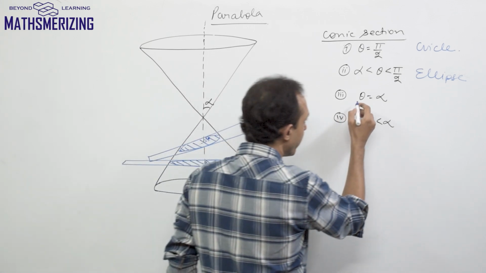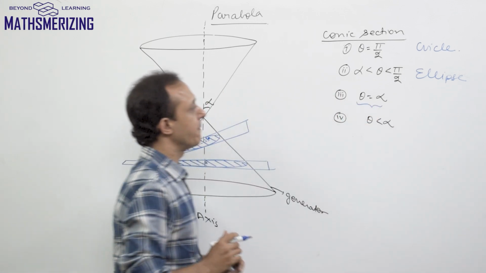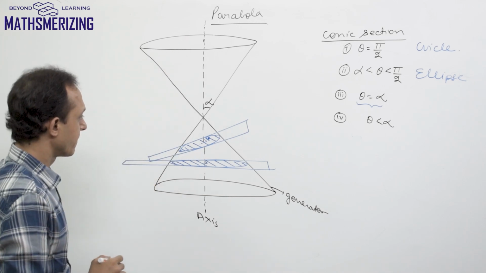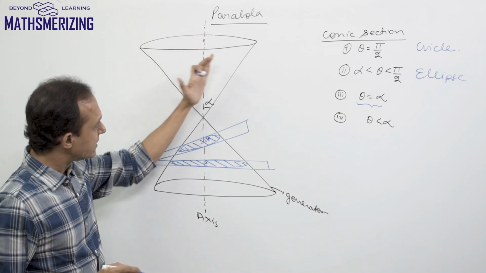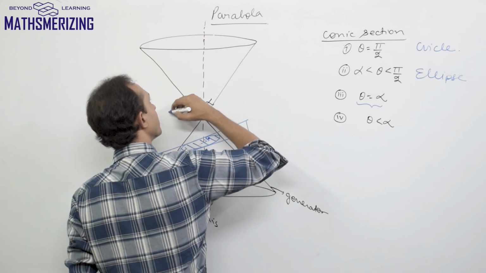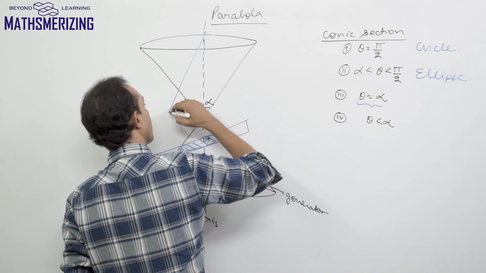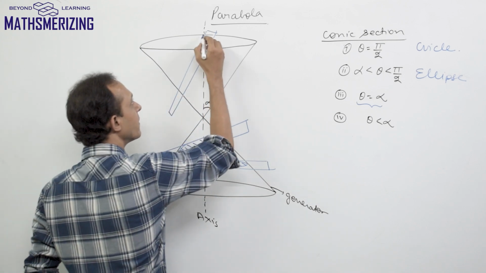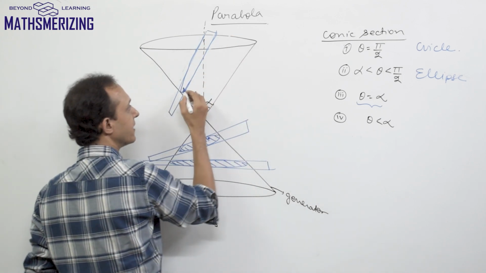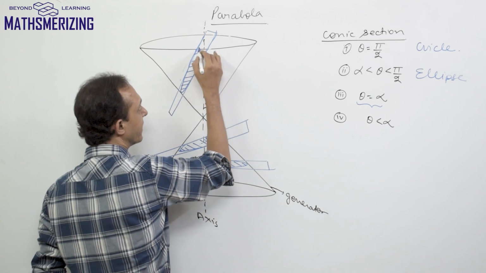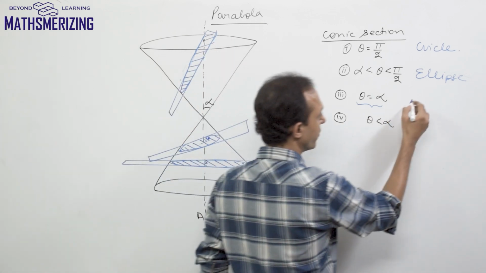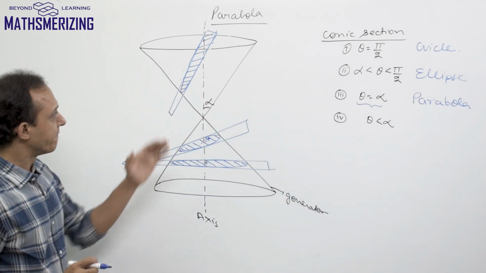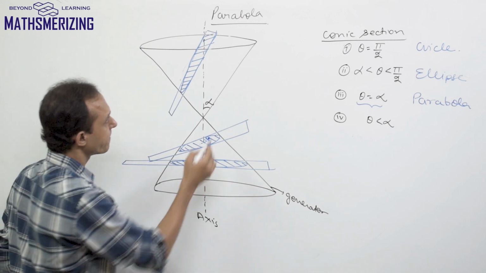Now we'll take up the third case, when we take a plane which makes the same angle alpha as that of the half angle of this cone. So we'll take a plane which is parallel to this generator. In that case, suppose it is this plane. So then we'll get a parabola. So if theta is equal to alpha, then we'll get a parabola.